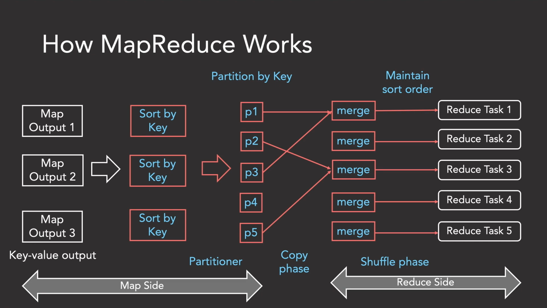Now all the coloring that you see, the sorting, the partitioning, merging, maintaining sort order on both the map side and the reduce side, these are done by the framework. We do not have to write any code to complete these phases, wherein you sort by the key and do the partitioning and send the partitions over to their corresponding reducers, and then merging and then sorting. So all the things that you see in color are handled by the framework itself.